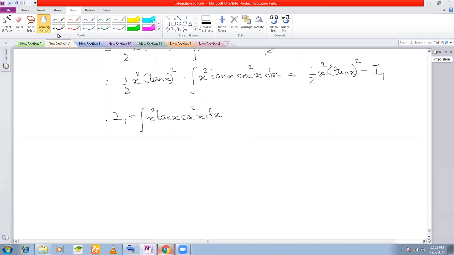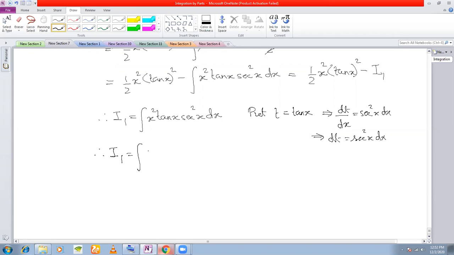Okay. Now how to integrate this? Put t is equal to tan x, because we know that the derivative of tan x is sec square x. So that means what will I get? dt/dx is equal to sec square x. That means what do I get? dt is equal to sec square x dx. So therefore, what does I1 become?